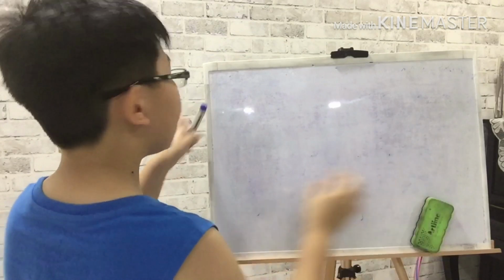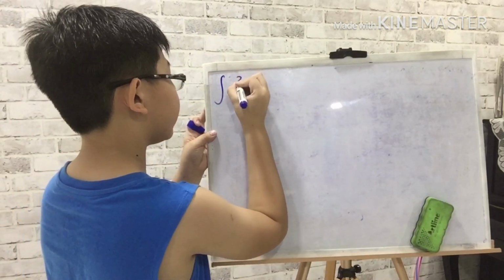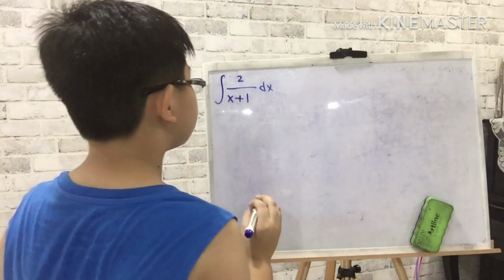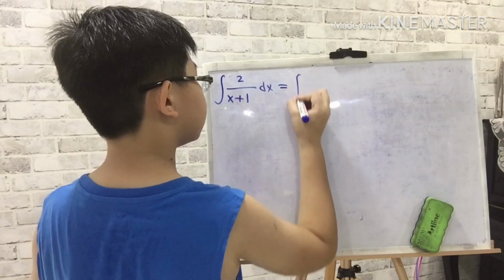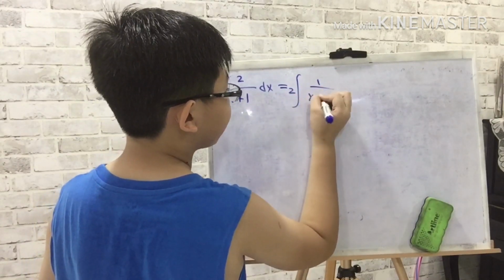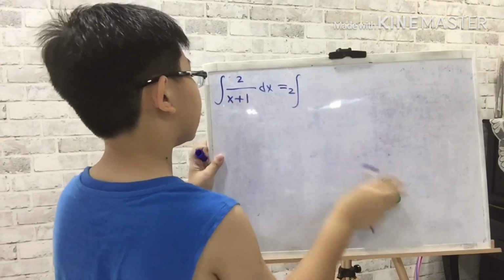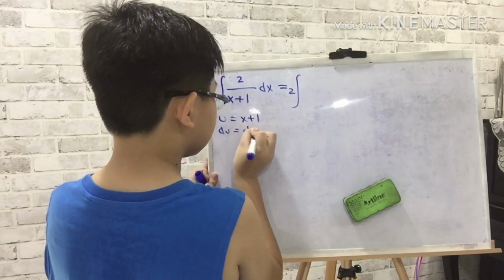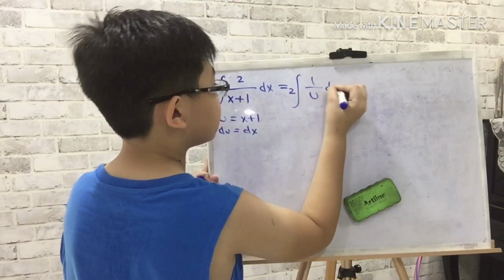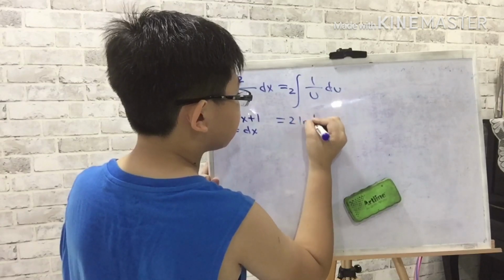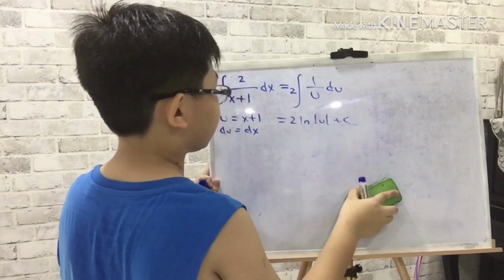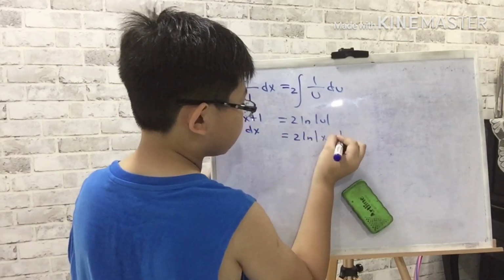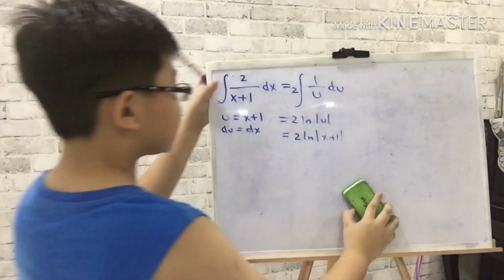Well, it's quite simple. For the first one, it's trivial: the integral of 2 over x plus 1 dx. To get the integral, I just need to first pull out the coefficient, and before I even write x plus 1, I'm just going to use U-substitution for x plus 1. So du is dx, and we get 1 over u du, thus giving us 2 natural log of u plus c, but I'm going to ignore the c now, and thus we get 2 natural log of x plus 1.